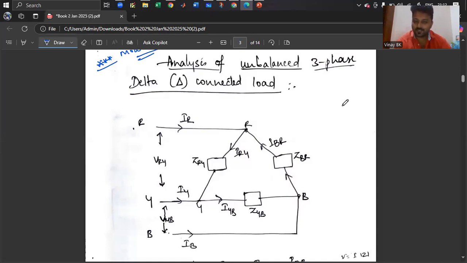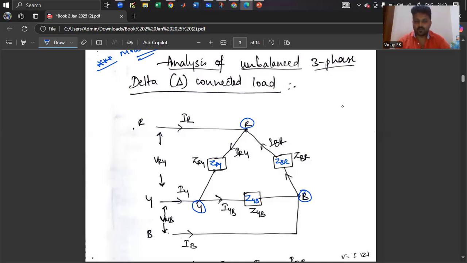For this, you need to consider a delta connected load first. It has R, Y, B, and in between R to Y, Y to B, B to R. Delta connected load is nothing but one end of a phase connected to the starting end of another phase. Okay, so you can see R to Y, Y to B, B to R. And it is an unbalanced load. Unbalanced means the load between R to Y is ZRY, the load between Y to B is ZYB, impedance load, and the load between B to R is ZBR. All three loads are different values, not the same.